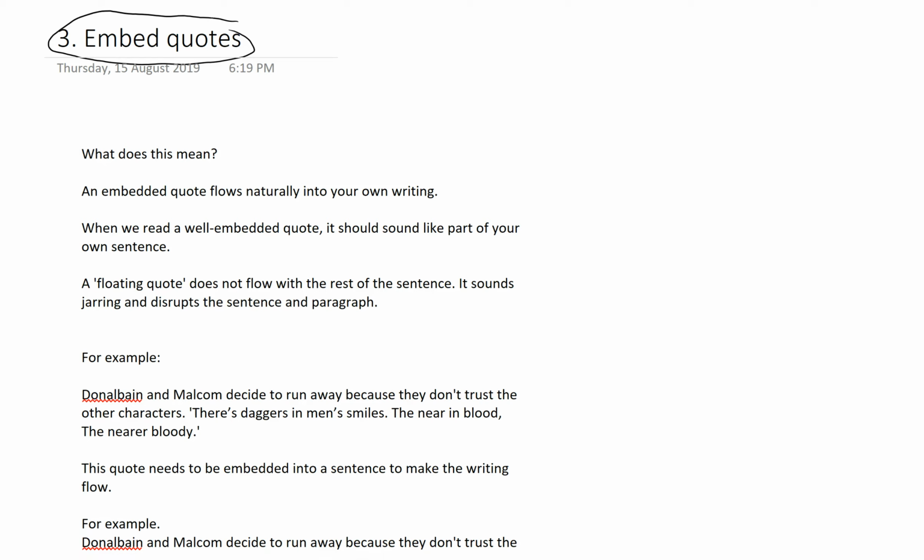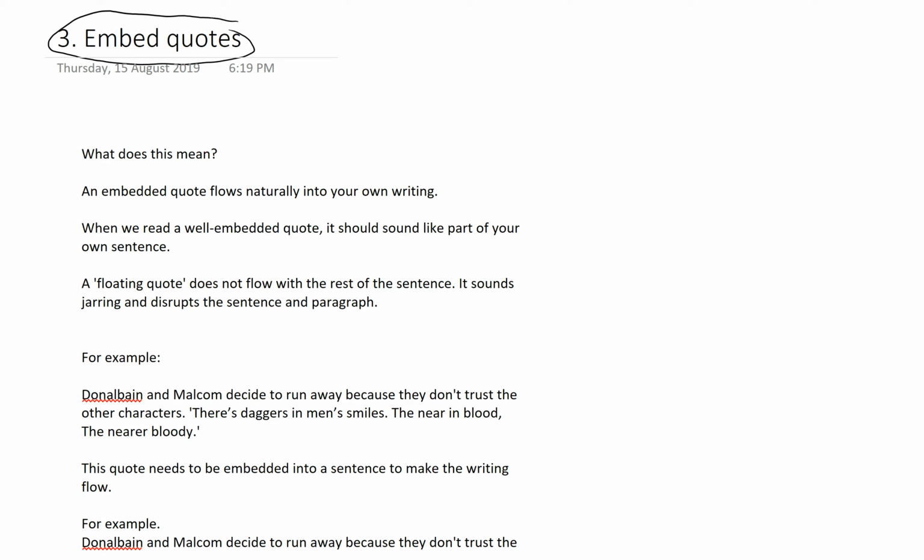But another skill we need to learn with our quotes is that we need to embed them. And what that means is that we have to insert them so that they fit smoothly into our sentences as we write, so that the quote doesn't stand out or make the writing jerk or jolt, but it's really flowy, it's really clear. So what does this mean?